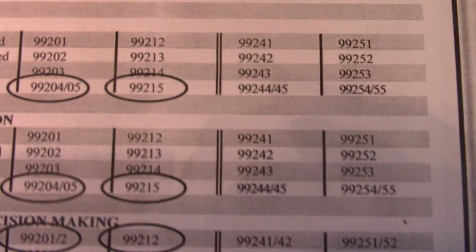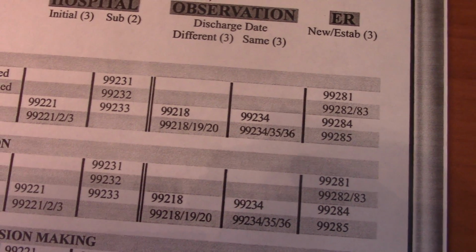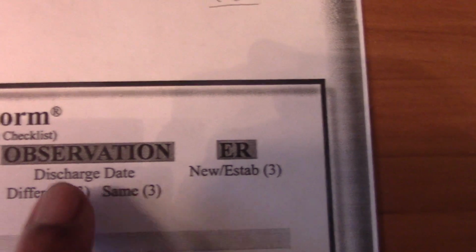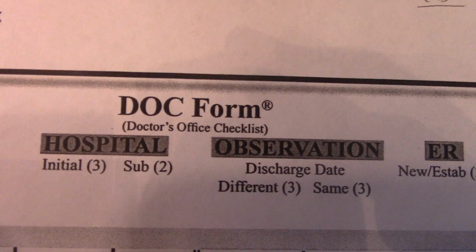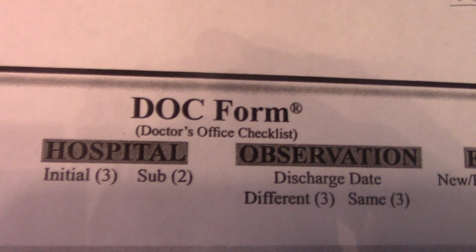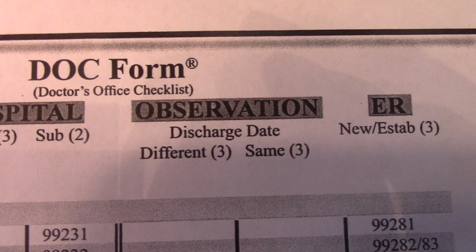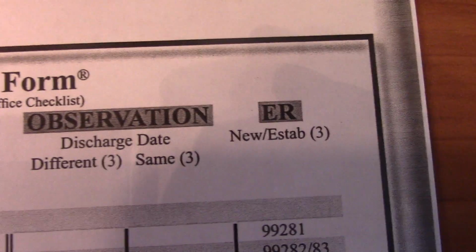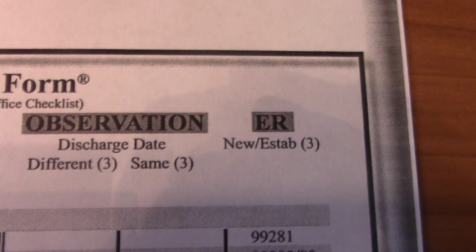You can even create your own form depending on which setting you want to code in. For example, this form lists the codes from hospital, observation, and ER. And the only thing we do is add, if it's the initial day in the hospital, you need 3 out of 3. If it's a subsequent day in the hospital, you need 2 out of 3. For observation, if it's the discharge date, it's a 3, or same day, it's 3. And then for ER, whether it's new or established, you need 3 out of 3 key components.